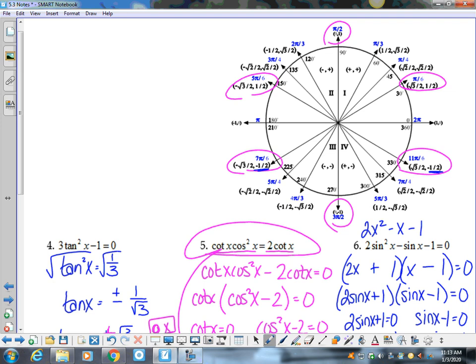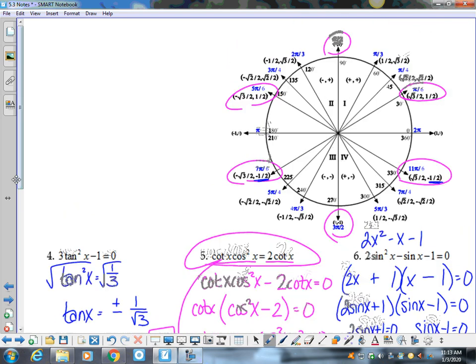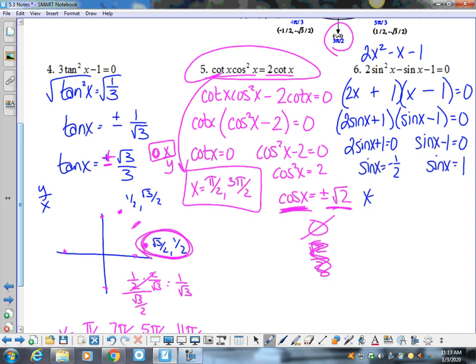And then the second part of that one was sine x equals 1. So I need to know where the y value equals a positive 1. And that only happens in one place. And that's pi over 2. So the answers for this one are 7 pi over 6 and 11 pi over 6. And a pi over 2.